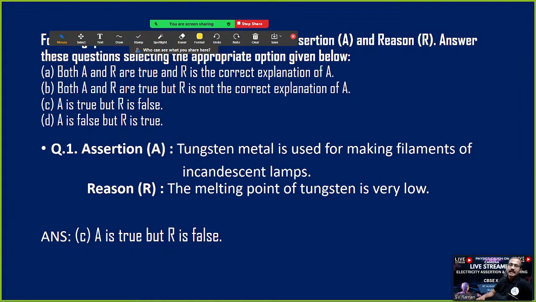The first one, tungsten metal is used for making filaments of incandescent lamps, is true. But the reason they're saying, the melting point of tungsten is very low, is not. Actually tungsten's melting point is high. The bulb filament should not be in an off condition. It should not melt easily. It will take a long time to melt. Then only can we use it in a bulb. If it simply melts, then it is false. So the assertion is true, but the reason is false.